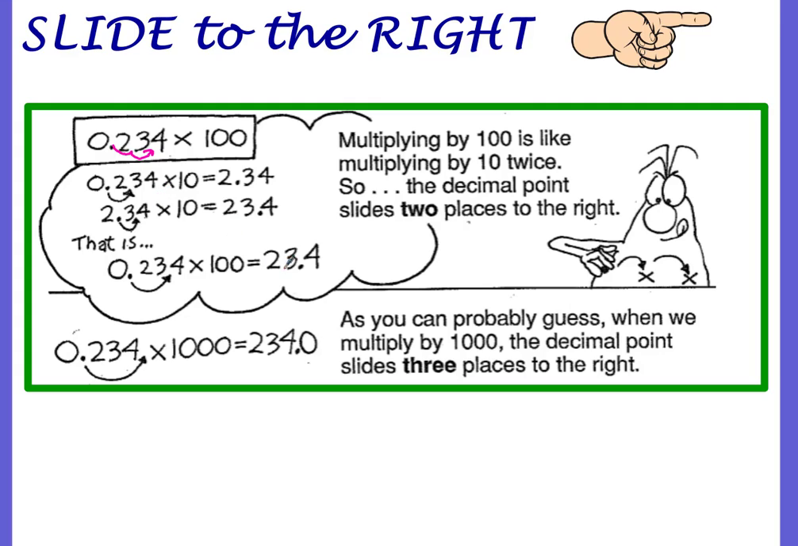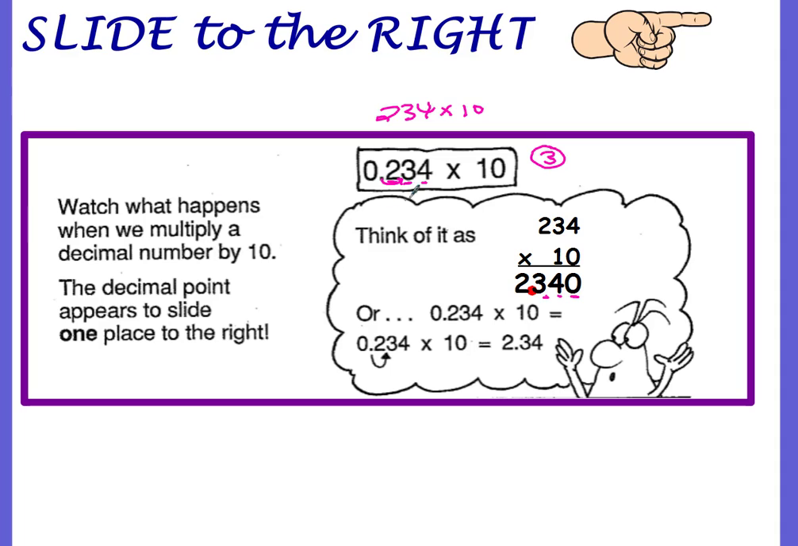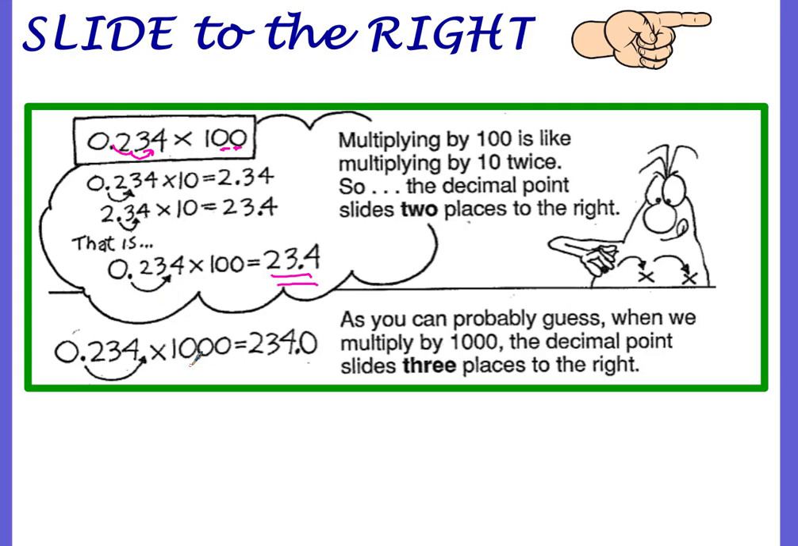So we would get 23 4/10. All we're doing is sliding the decimal point to the right the number of zeros that are in the factor of 10, the power of 10. So this power of 100 has 2 zeros, so we slide the decimal point 2 places to the right. This is for multiplication now. Here, our power of 10 only had 1 zero, so we only slid the decimal point 1 place to the right. What if you're multiplying by 1,000? How many zeros are there? 1, 2, 3. So we slide that decimal point 1, 2, 3 places to the right, and we get 234.